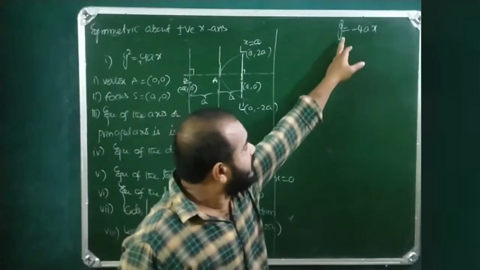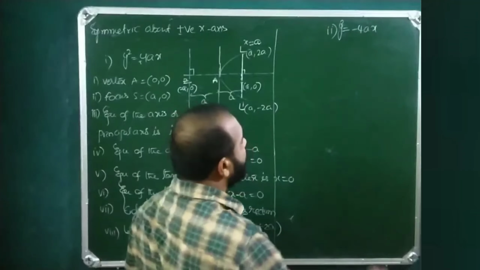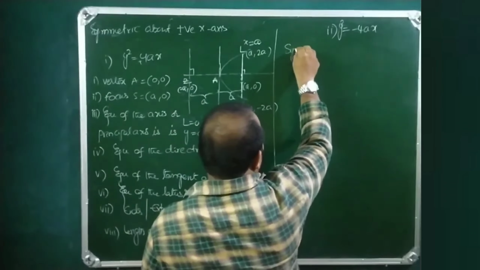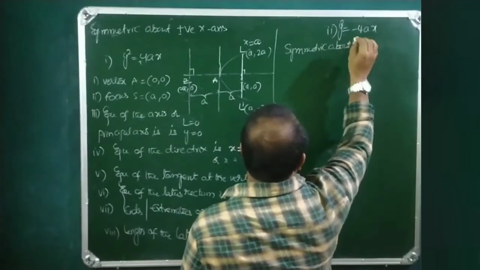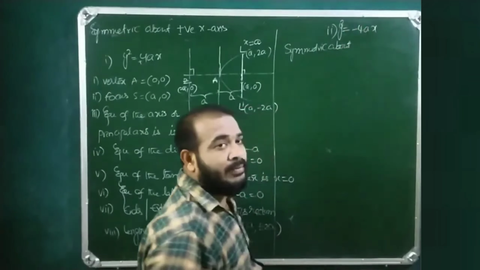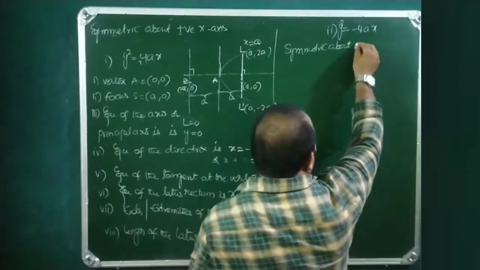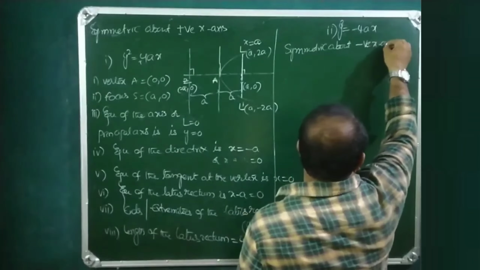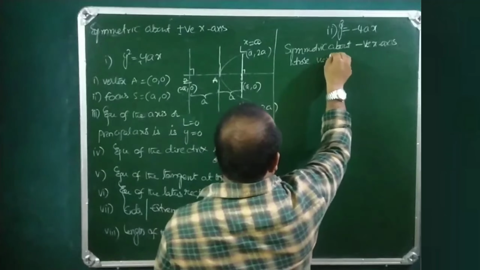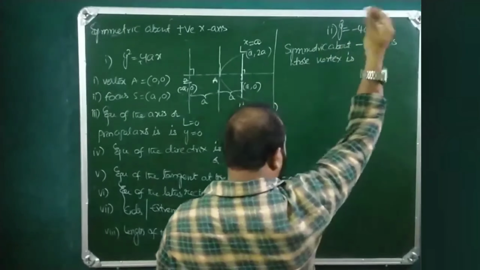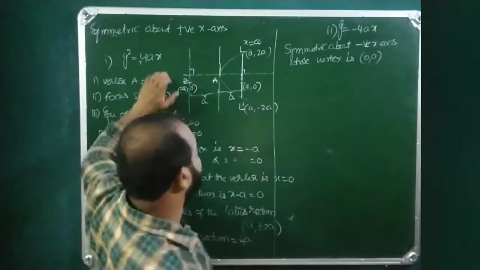So now let us move on to the next parabola, which is y square equals minus 4ax. Here, y power is even. This parabola is symmetric about the x-axis. Which x-axis? Negative x-axis. About the negative x-axis. Whose vertex also is the origin, like this.